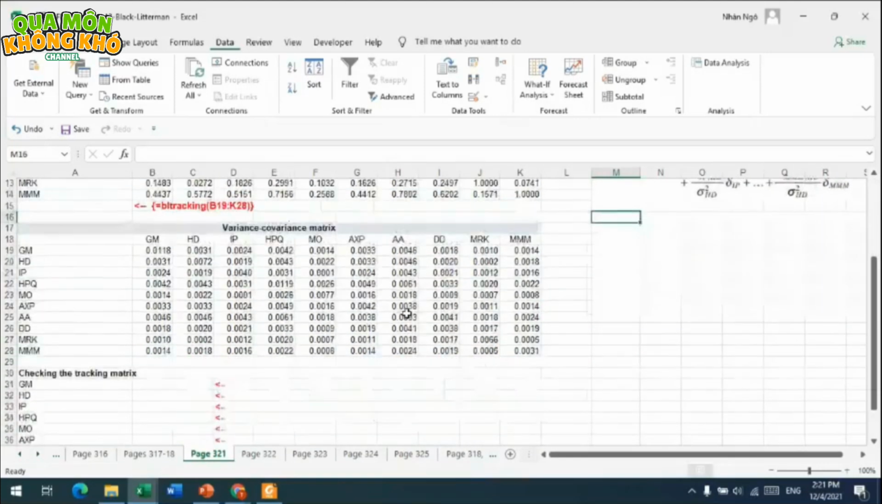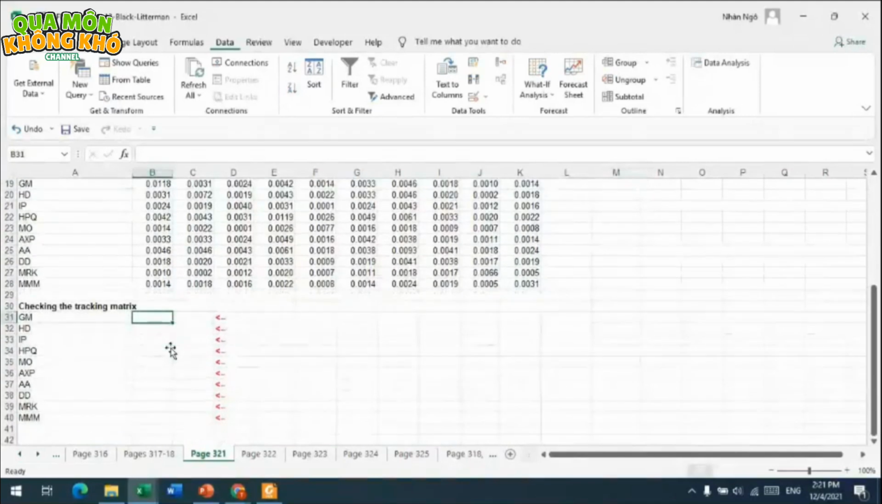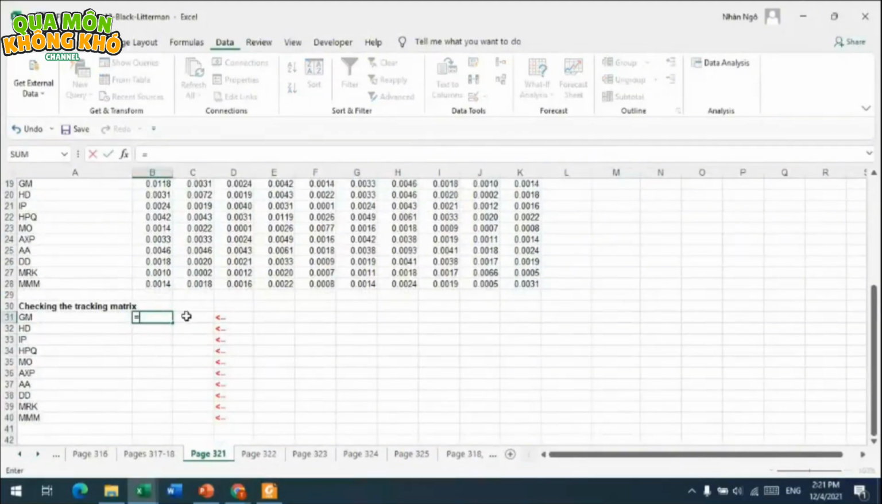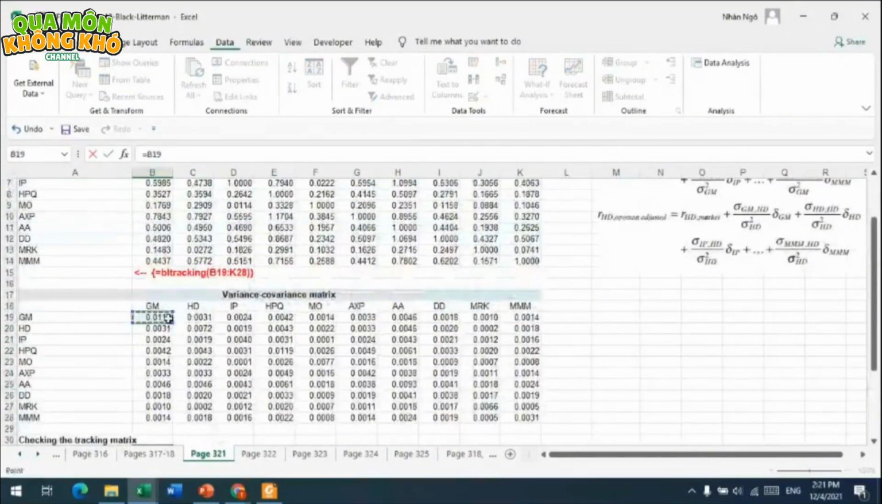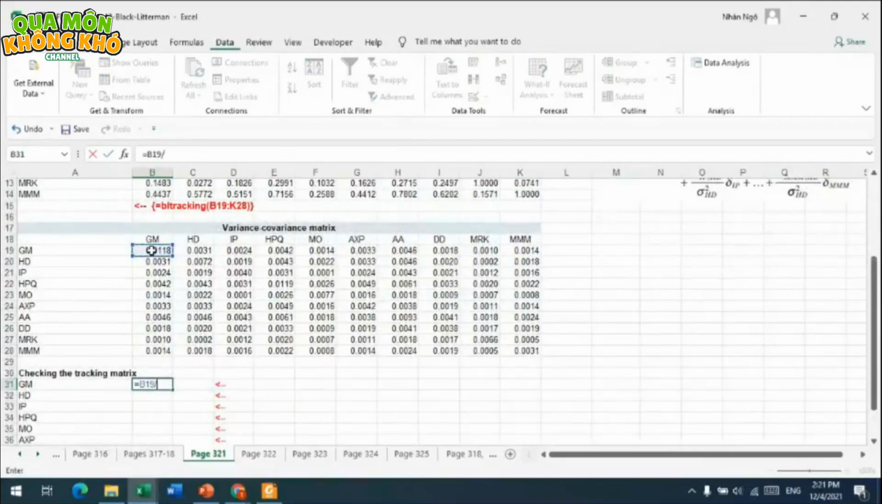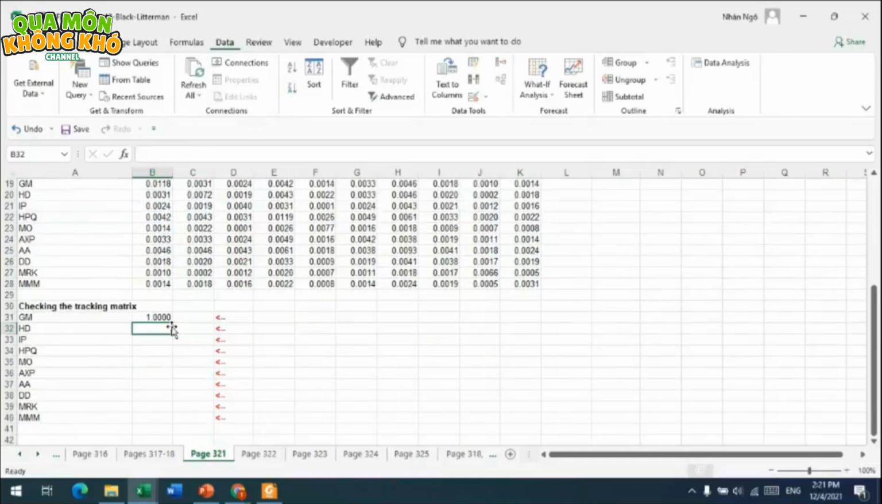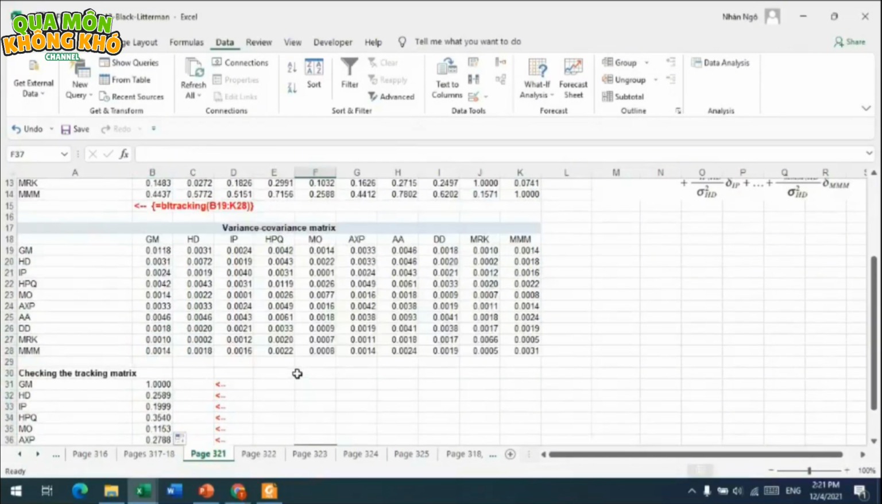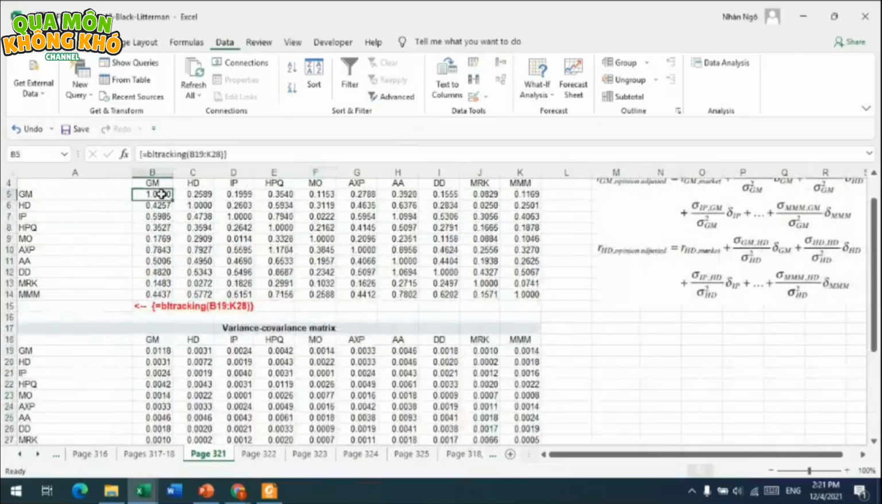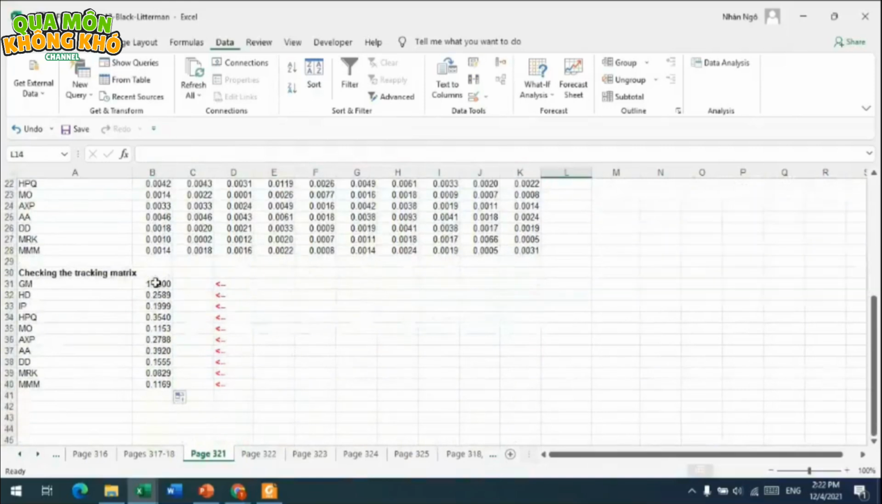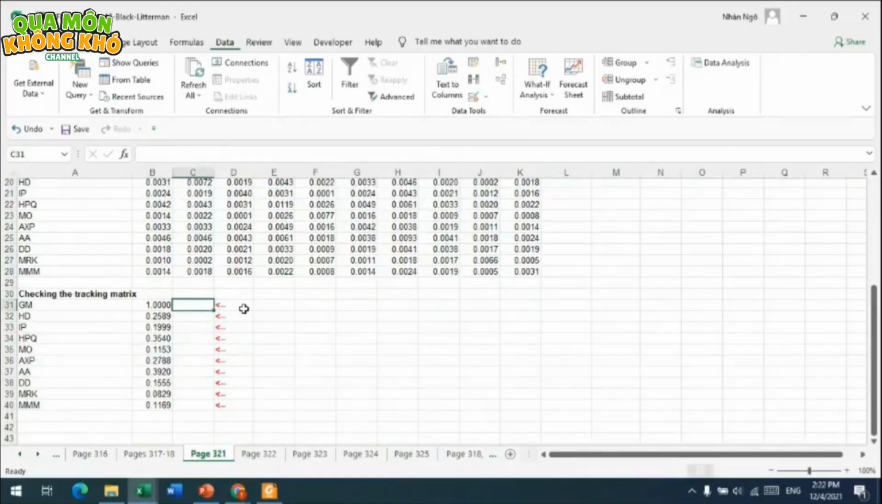So let's check if our matrix is right or wrong. We use the covar of GM divided by the var of GM. We will fix this one. Then we do the same with the other stocks, and we will see that the result is the same. This row is the same. Let's do it with HD.